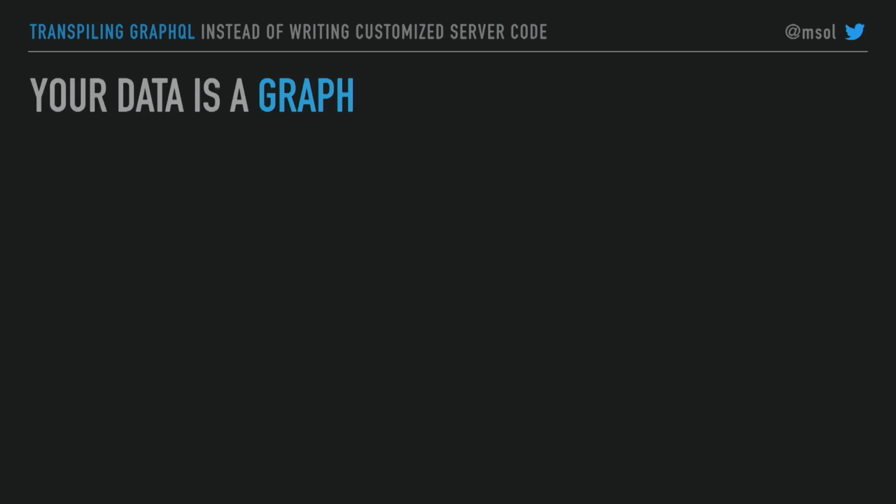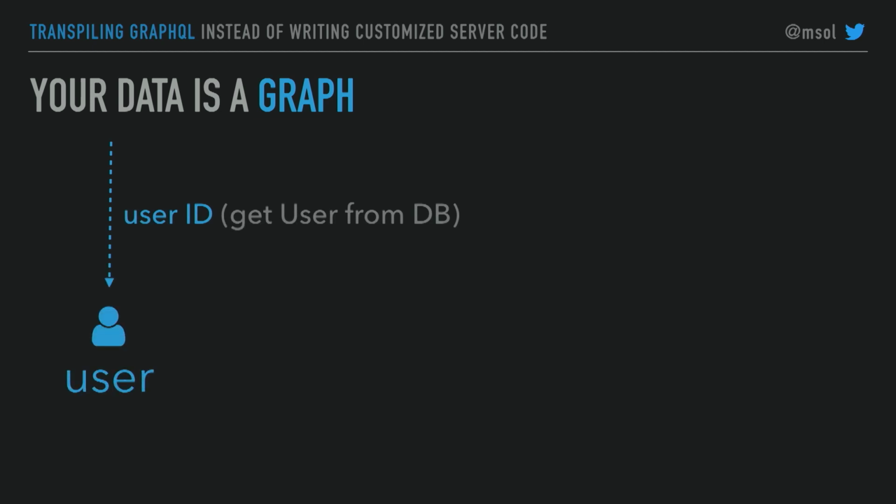So let's belabor this point a little bit more with a diagram, and we can focus on where the data comes from. So we start with a user ID, and we're going to use that to get the user from some database. Maybe it's from a service, but I'm just going to say database and not distinguish, because it's actually not that important for what we're talking about.